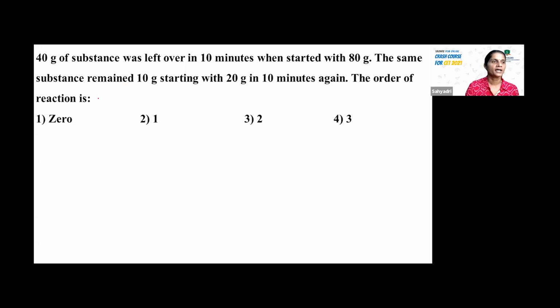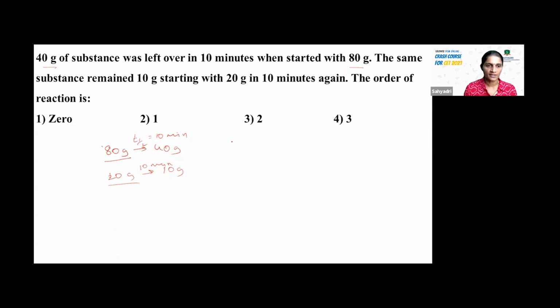Good. How? 80 grams becomes 40 grams. This is T half. T half is 10 minutes. Correct? And 20 grams becoming 10 grams is again T half, there also it is 10 minutes. That means whether you start with 80 grams or 20 grams, T half remains the same. It's independent of the initial concentration.